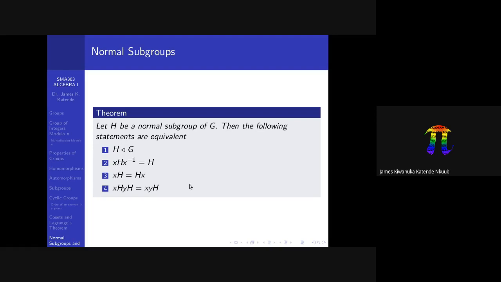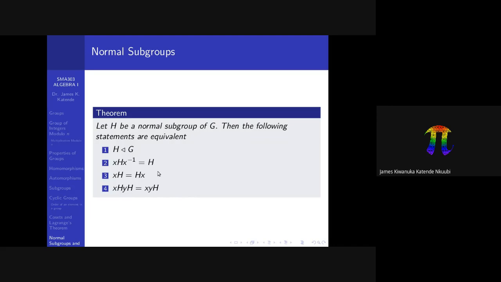Equivalent simply means I can replace any one of these statements with any other in the list. So if I want to prove that a subgroup is normal, I could just use the definition. That's the first one. I could also use this: if I can prove this, then it also means a subgroup is normal. The third one also means that any left coset will be equal to the right coset. This doesn't mean that the two cosets are commutative. It just means this set has exactly the same elements as this set.